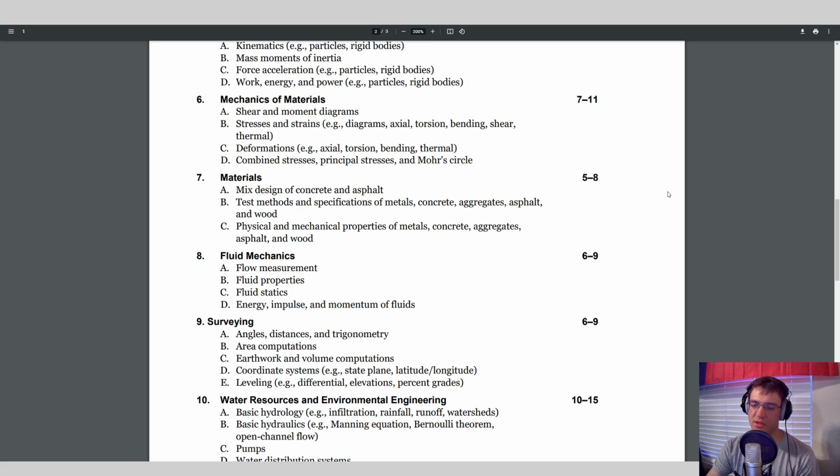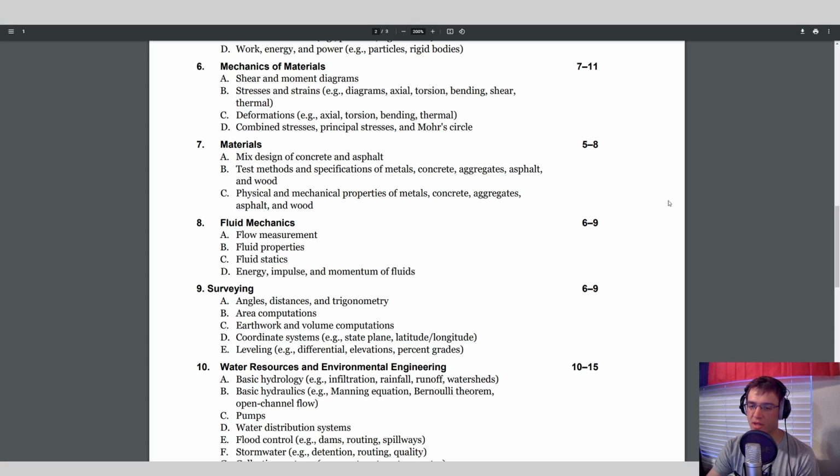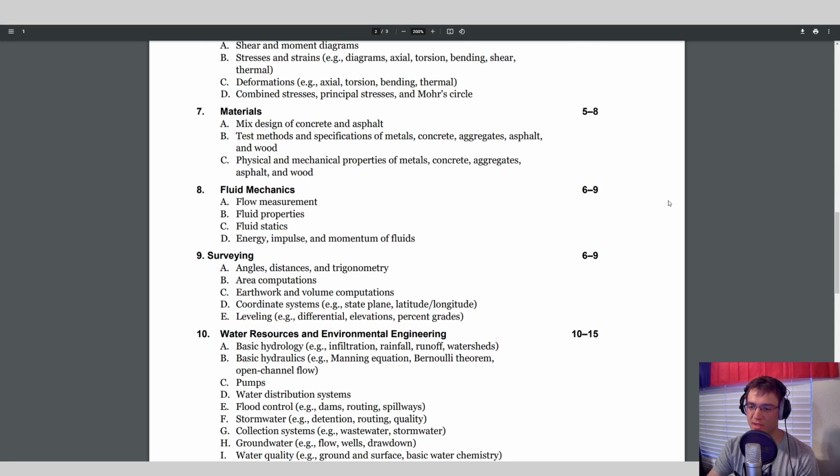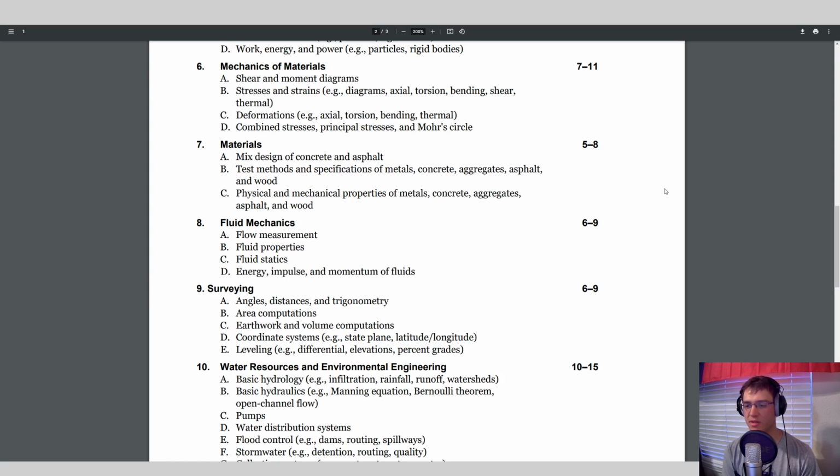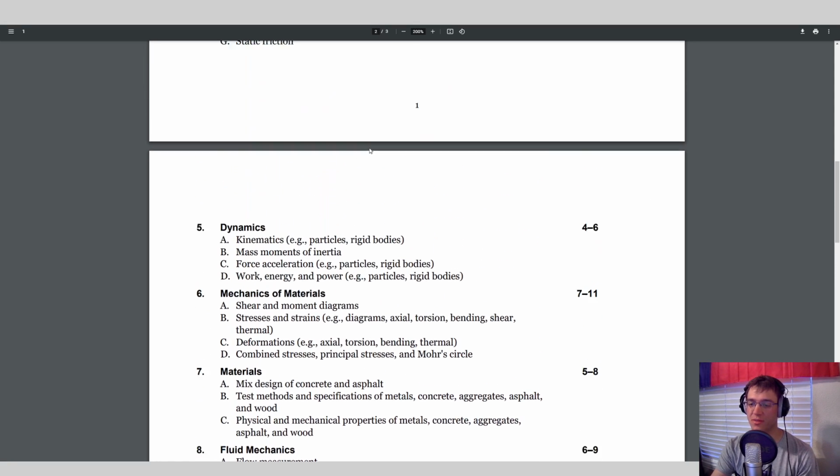And then we have materials: mix design of concrete and asphalt, test methods and specifications of metals, concrete, aggregates, asphalt, wood, and physical and mechanical properties of metals, concretes, aggregates, asphalt, and wood. Okay, so I guess this is more of the chemistry side, and it'll tie into mechanics of materials a little more on why you get these certain stress-strain curves. Oh, also back to mechanics of materials, shear and moment diagrams.